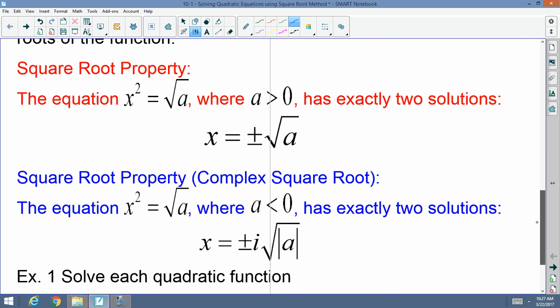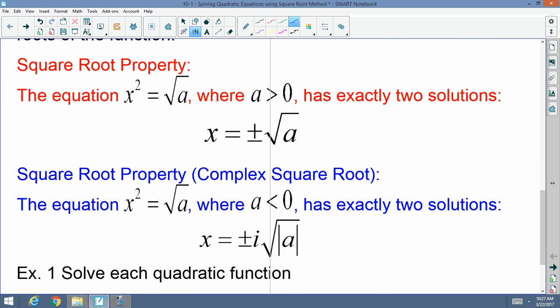So now, let's talk about some square root properties. Luckily, we know these properties. Luckily, we just finished a test on square roots and on radicals in general. If I have an equation, x squared equals a, okay, where a is greater than 0, of course, it has exactly 2 solutions. This will be x will equal plus or minus the square root of that value.